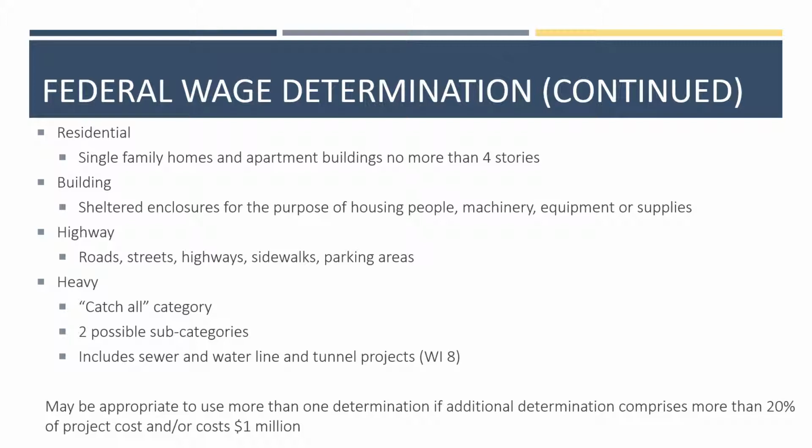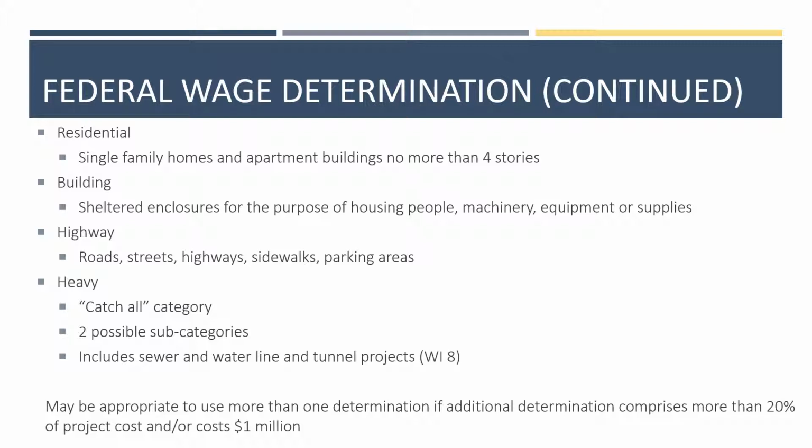The heavy category is a catch-all category and has 2 subcategories. The heavy determination has a general subcategory and a water-sewer subcategory. The general heavy subcategory includes bridges, dams, dredging and irrigation projects, and tunnels. The other subcategory is for sewer and water line and tunnel projects, including water and sewer mains and interceptors. That determination specifically is WI-8.